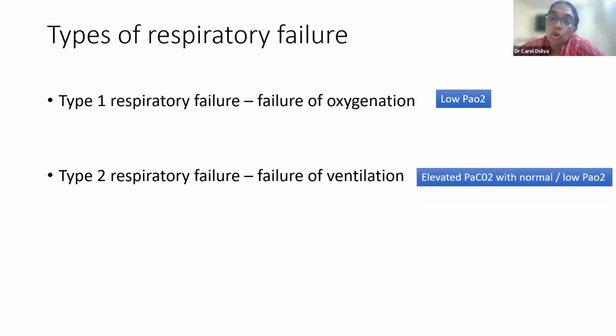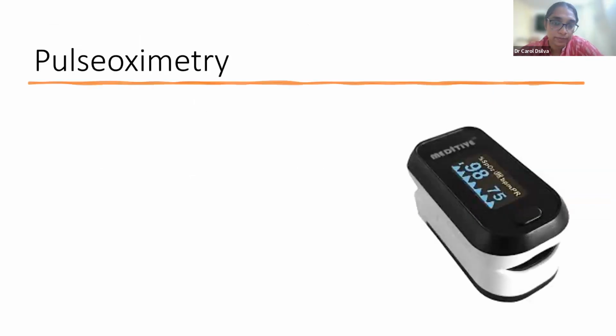For those of you who don't know, the normal PaCO2 levels range between 35 to 45. We normally take an approximate value of 40. So depending on the type of respiratory failure, you may also have to change your management. That's why I'm introducing this slide here.